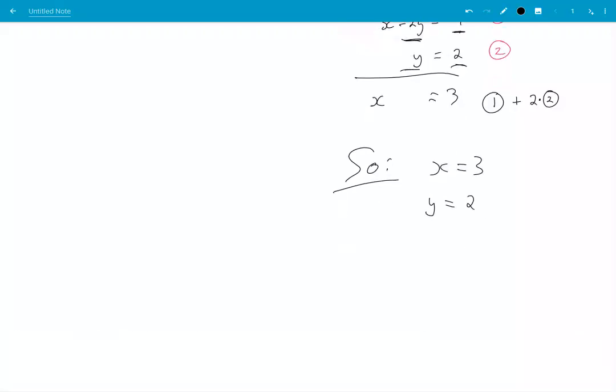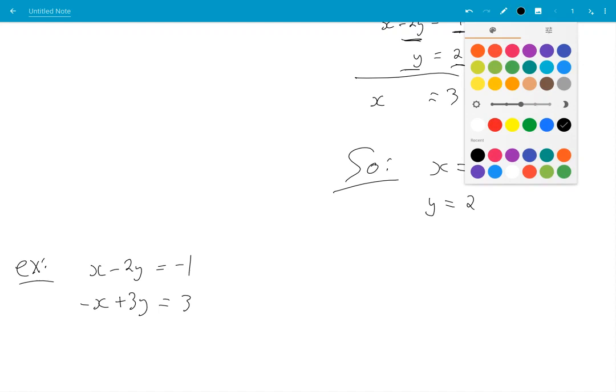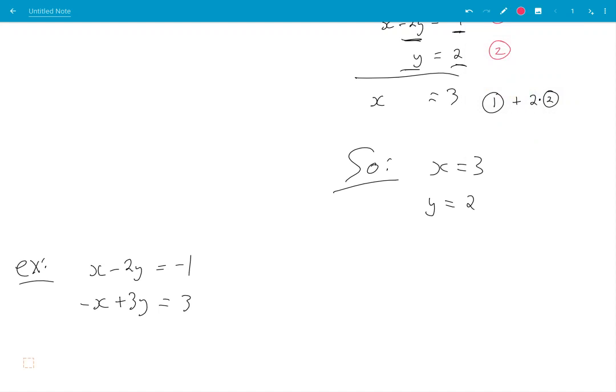Okay, let's really beat this example to death and do it one more time. What was the system again? x minus 2y equals minus 1, minus x plus 3y is 3. Okay, we're going to do it one more time, and this time we're going to use a matrix.